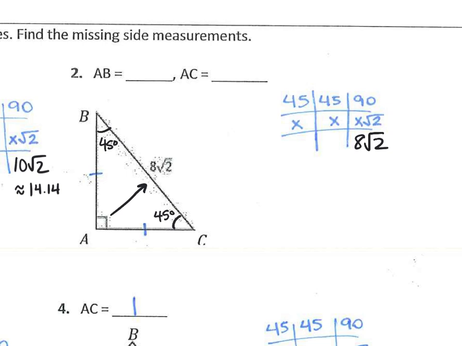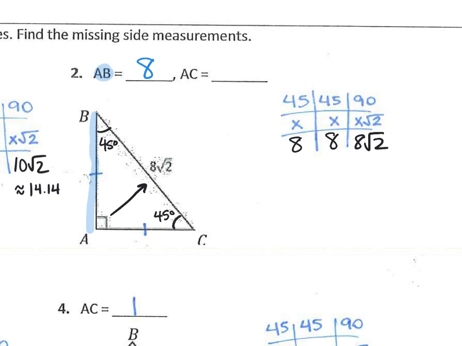Okay, if 90 is x square root of 2, or it is 8 square root of 2, what is x? 8. It's just the number in front of the square root of 2. So I can fill that in for both of the 45s. So if I answer the actual questions here, this one says, what is AB? Well, that's right here. How long is that? 8, because it's across from a 45.